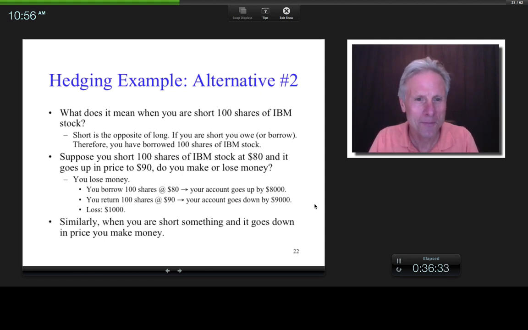So for example, in this case, imagine that IBM stock had gone down to say 70. Well, then instead of 90, you would have only needed $7,000 to come up with these 100 shares. And so you will have made money. So that's the concept of short and long. Short is the opposite of long. Long is what you and I are used to. Hey, you buy Apple stock, it goes up in value, it's happy face, goes down in value, it's sad face. The short, the rules are completely reversed.